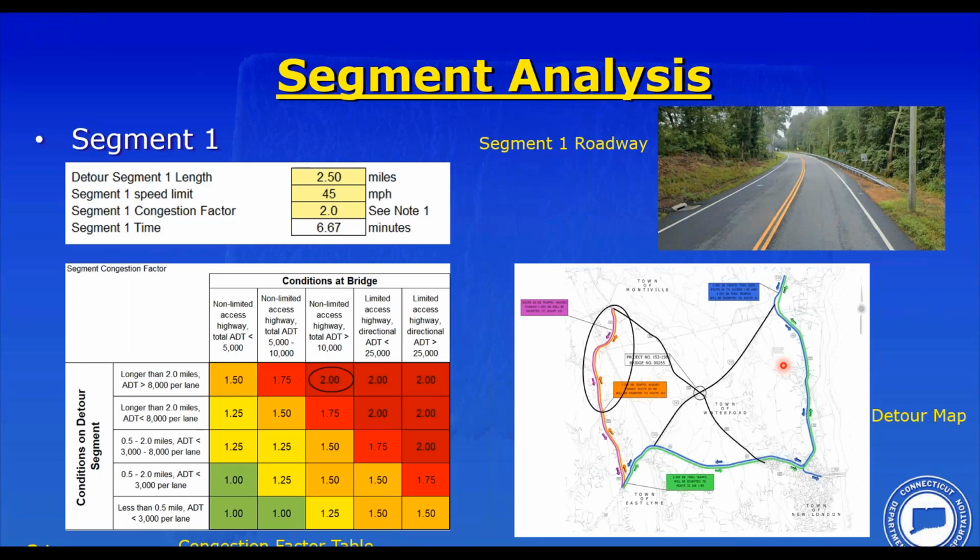So with this segment, we go into the spreadsheet as we showed before, and we put in the detour segment length, in this case 2.5 miles. Our segment speed is 45 miles per hour. Now we have to calculate a congestion factor.